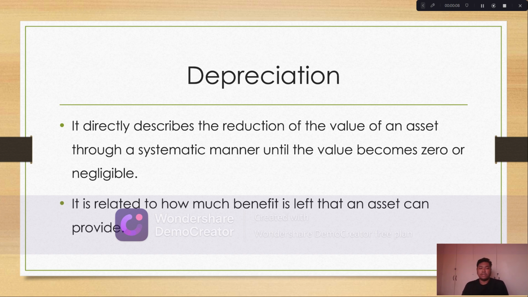We'll be discussing depreciation. Depreciation directly describes the reduction of the value of a particular asset through a systematic computation, or in a systematic manner, until the value becomes zero or negligible. So what do we mean by systematic manner? Why does it have to be a systematic manner?